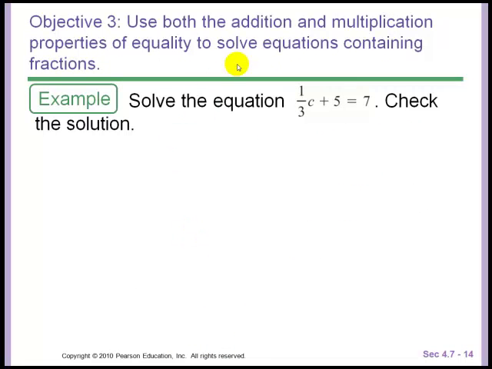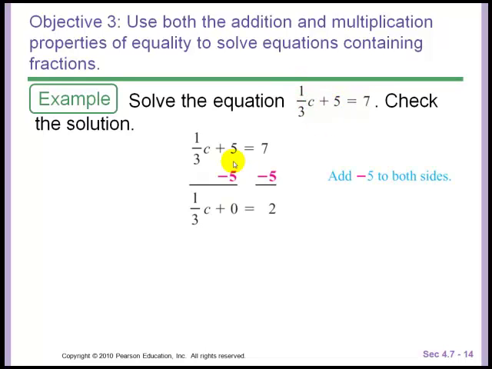Now we will use both properties, the addition and the multiplication property. Our first example is to solve 1/3 c plus 5 equals 7. We will start by subtracting 5 from both sides, or adding a negative 5 to both sides. They mean the same thing. We get 1/3 c plus 0 equals 2, or just 1/3 c equals 2.